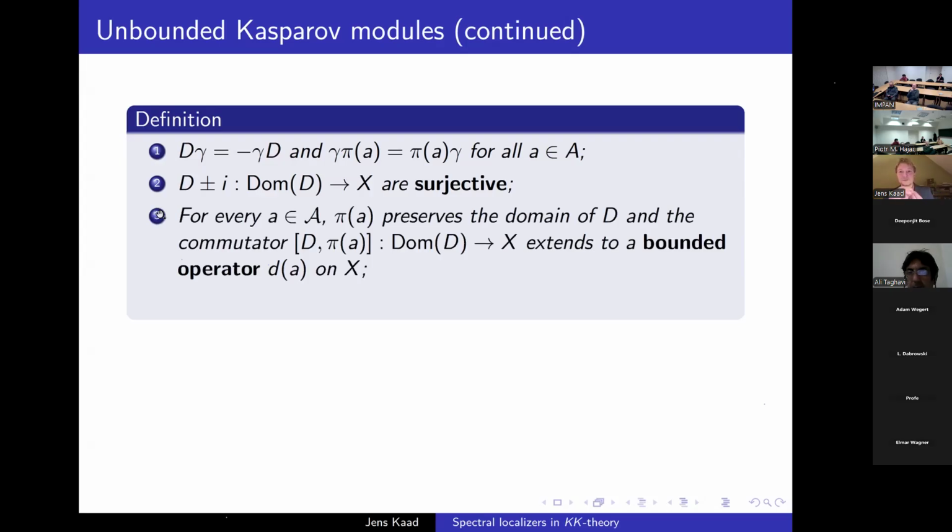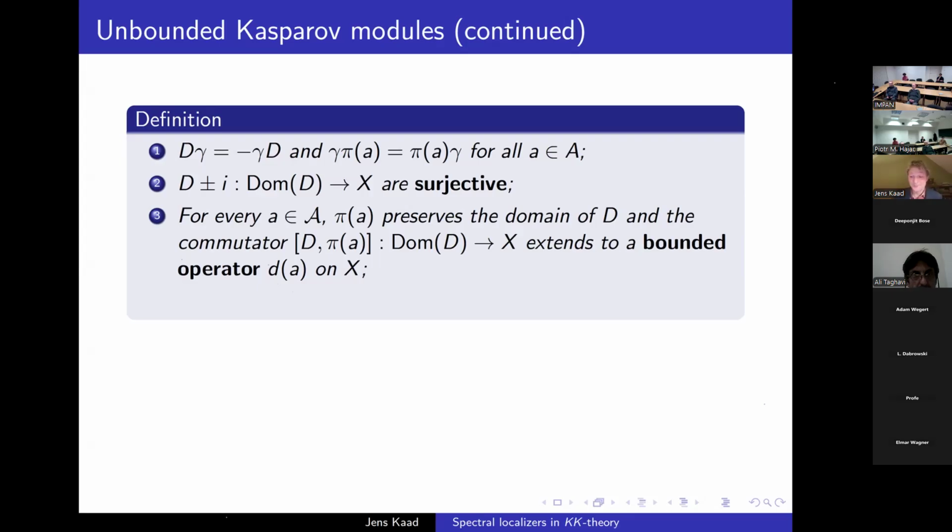A third condition concerns the interplay between the coordinate algebra and the abstract Dirac operator. It says that all of the elements coming from the coordinate algebra have a quantum derivative with respect to the abstract Dirac operator. So they're all going to preserve the domain of the abstract Dirac operator, and then this commutator makes sense on the domain, and I'm requiring that it extends to a bounded operator on the whole Hilbert C-star module. This bounded operator, I call it D of A, and it's then kind of the quantum derivative of my element A with respect to the abstract Dirac operator.